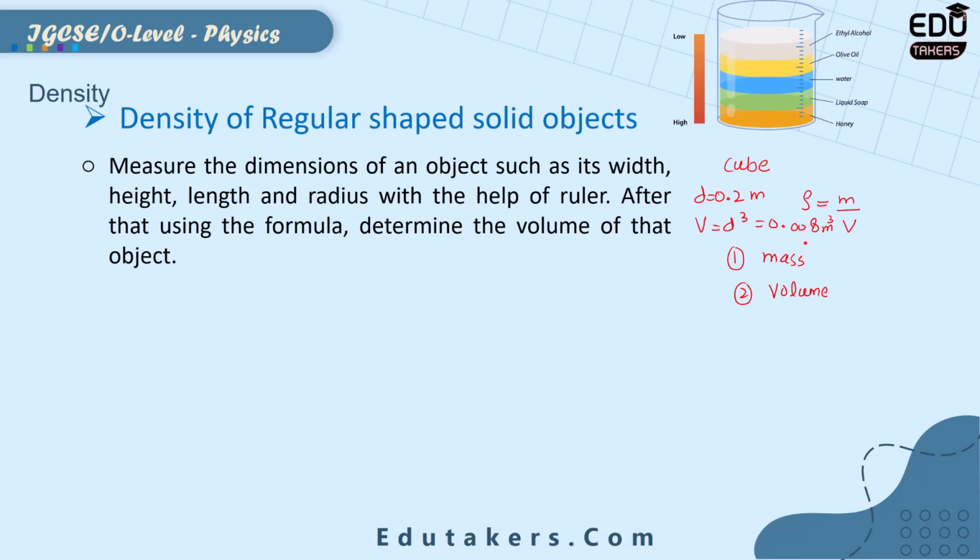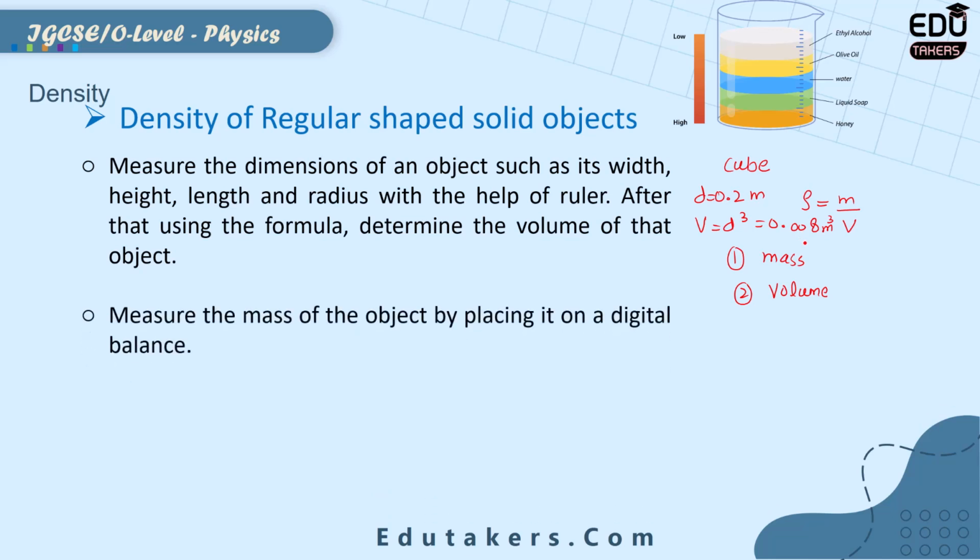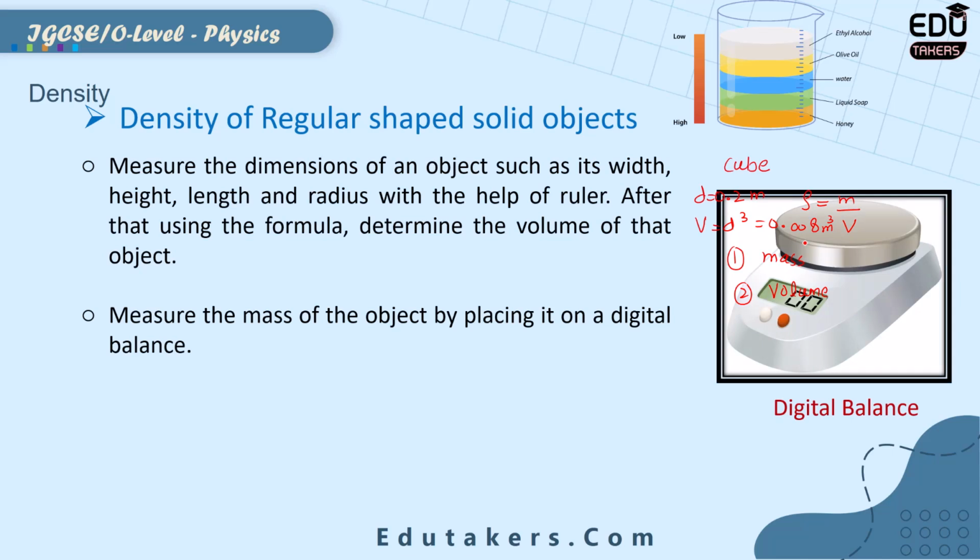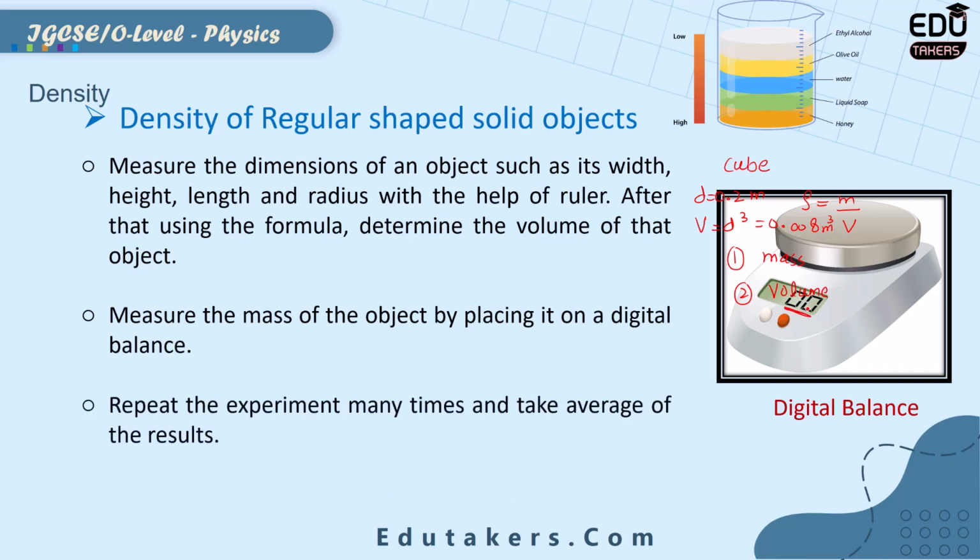After that, you also have to find out the mass of that object. The mass is measured with the help of a digital balance. You need to place that object on a digital balance. From here, you can find out the mass easily. You can see here the digital balance is given. You need to place the object here on that digital balance, and you can directly see the mass of that because here the mass is calibrated in digits. After that, you repeat this experiment again and again, and at the end take the average of the result. Then use the formula of density, which is mass per unit volume. You can easily calculate the density of the object.